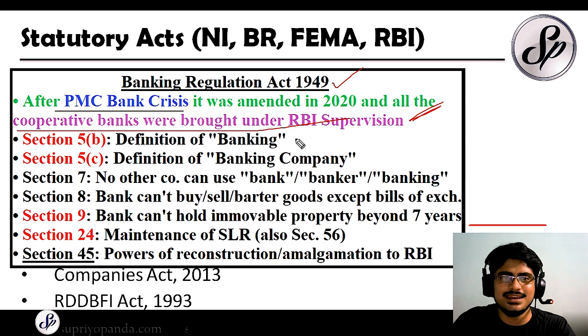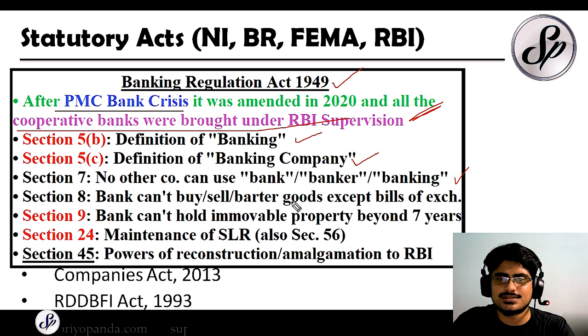Section 5b defines banking. Section 5c defines a banking company. Section 7 says that no other company can use the words bank, banker or banking. Section 8 says that a bank cannot buy or sell or barter goods except bills of exchange. So it basically prohibits the bank from getting into the trading business. Section 9 says that a bank cannot hold immovable property beyond 7 years. Section 24, now this is very, very important. This is about the maintenance of the SLR, or the statutory liquidity ratio. We already talked about it. Also section 56 has some provisions on the SLR, but mostly it is section 24.